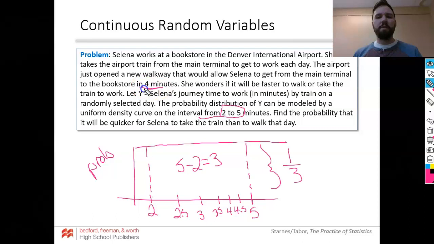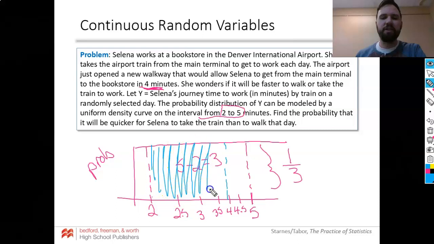On the train it takes her from 2 to 5 minutes. It takes her 4 minutes to walk. So we want to know what's the probability that her walking will take more time. So we know walking is going to be 4 minutes, correct? And the train takes 2 to 5 with equal probability of each.